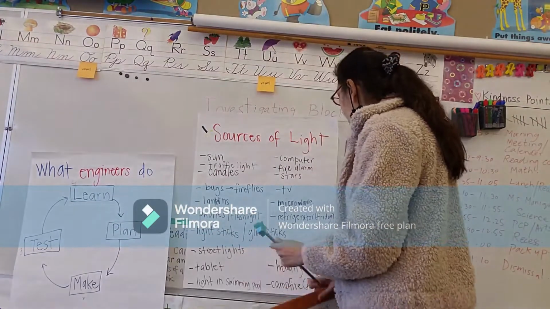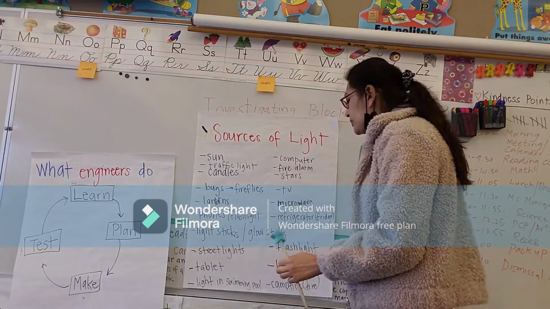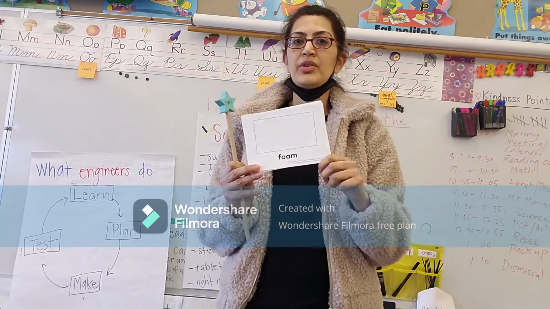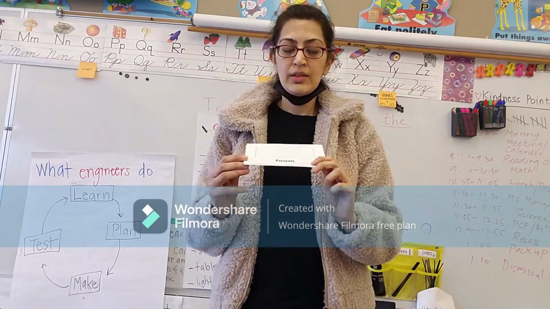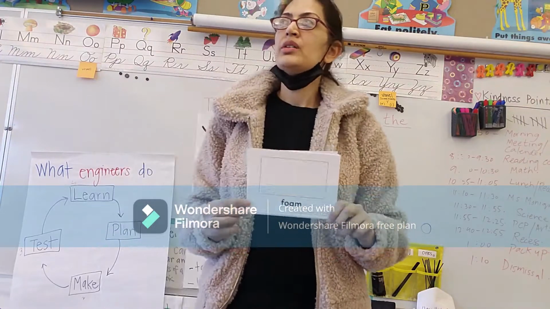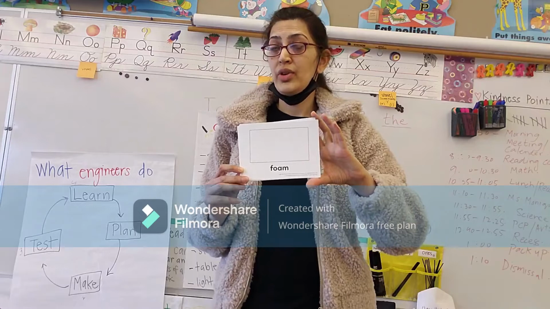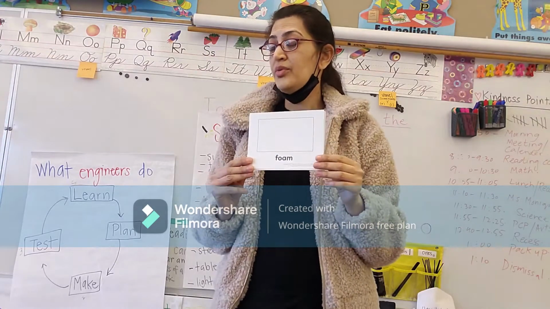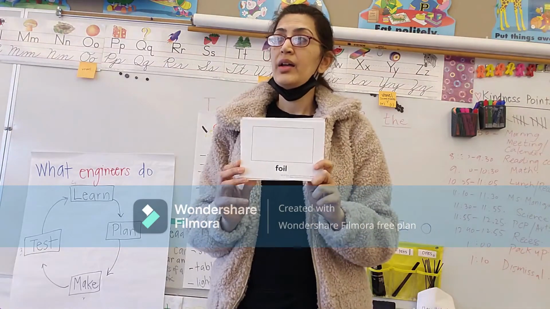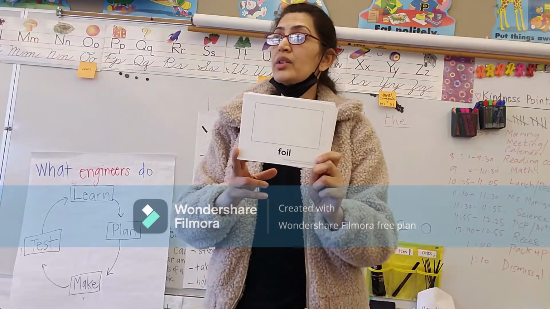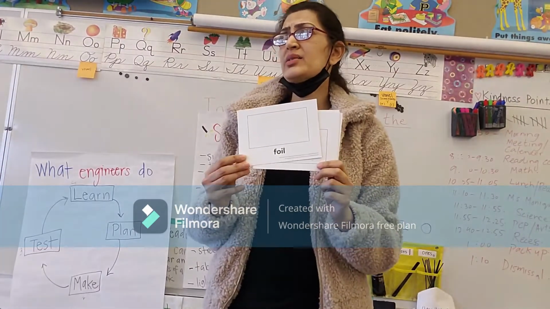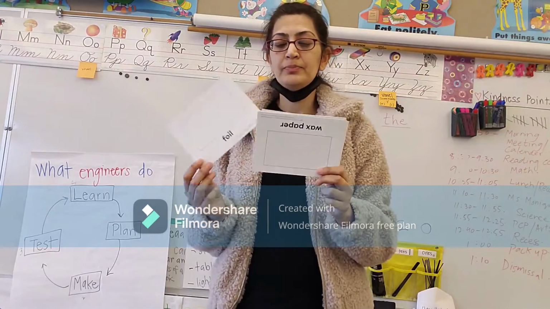And I show you, these are the cards, the different materials. If you look here, this is the foam. The foam material blocks the light, right? Do you agree? The foam material blocks the light. And the next material is foil. The foil material also blocks the light because it partially blocks the light, not fully.